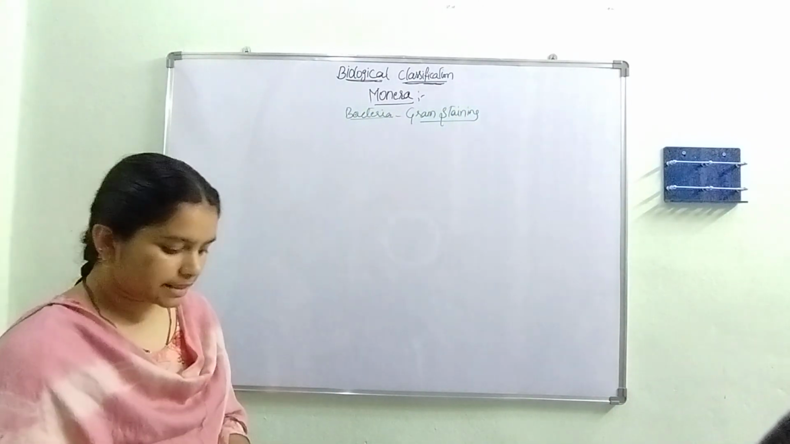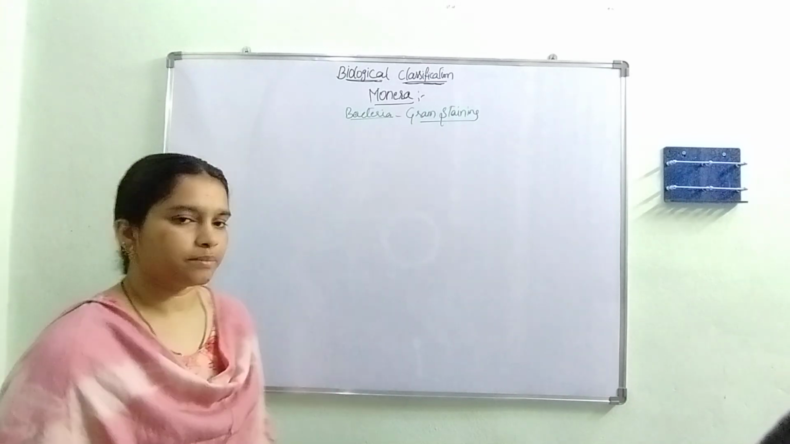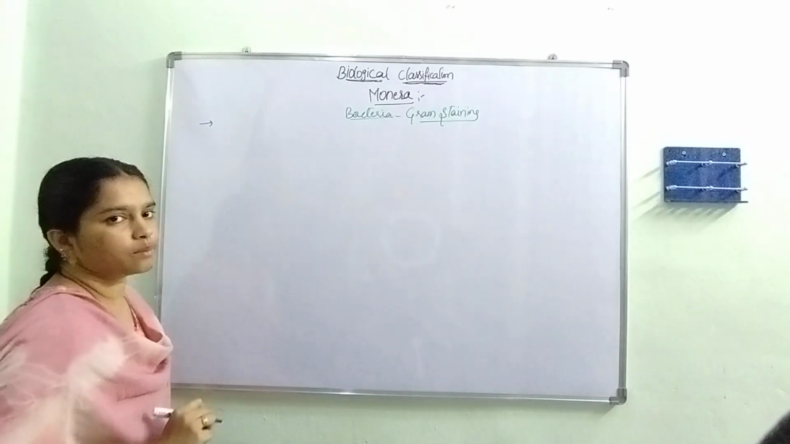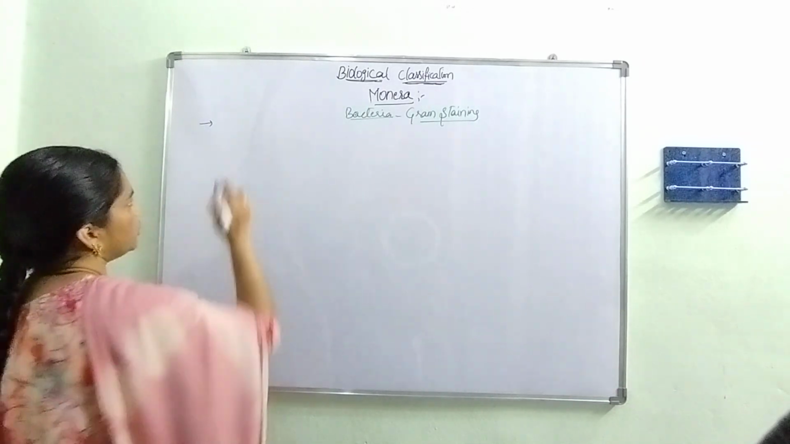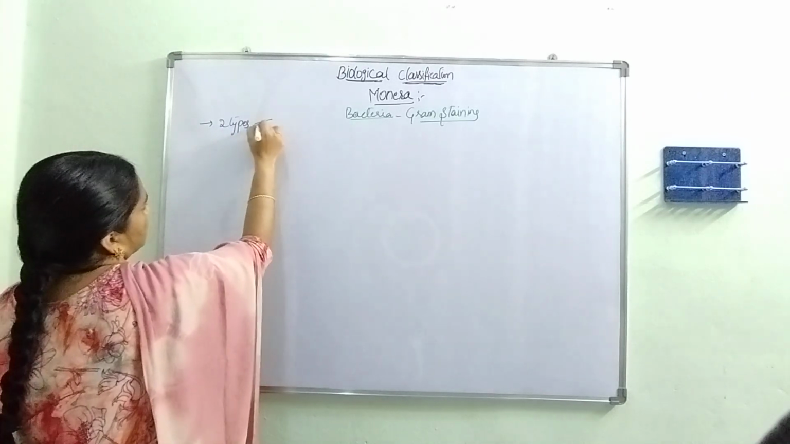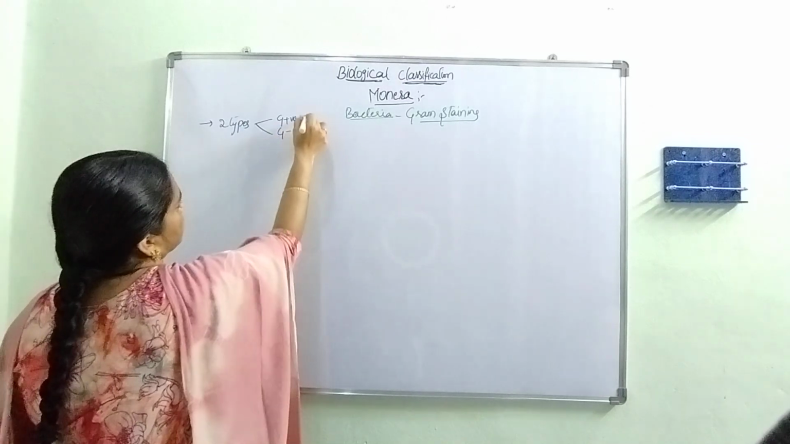Based upon their cellular composition, bacteria are divided into two types. They are gram positive and gram negative.